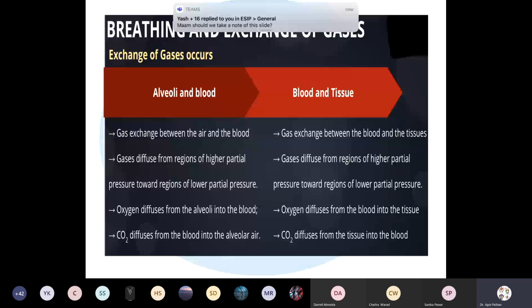Yes, you can take the notes of this slide. I hope you understood, Yash. Did you understand the exchange between the alveoli, blood and tissue? All clear? Very good.